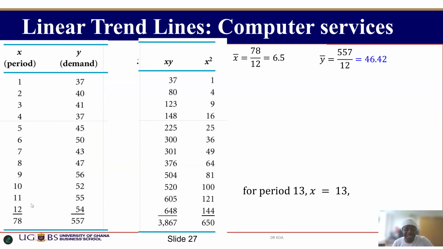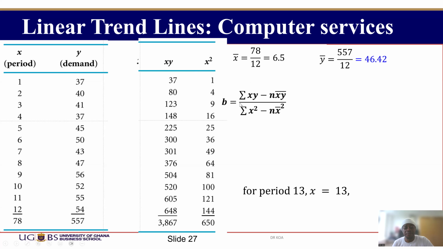To get x bar is just the sum of the x, which is the 78 by 12. The 12 is a sample, the period. And then the y bar is also 46.42, as you can see right here.